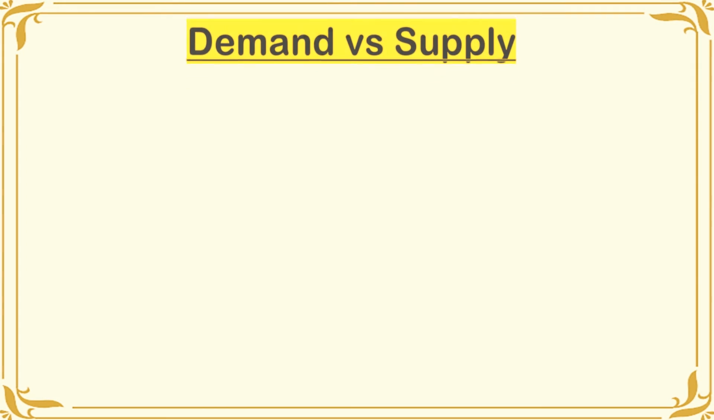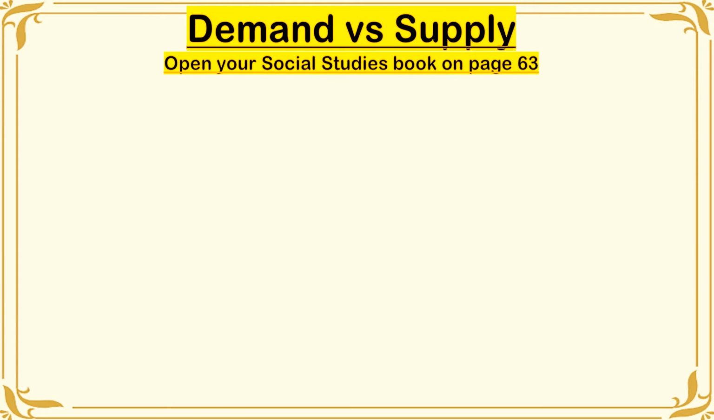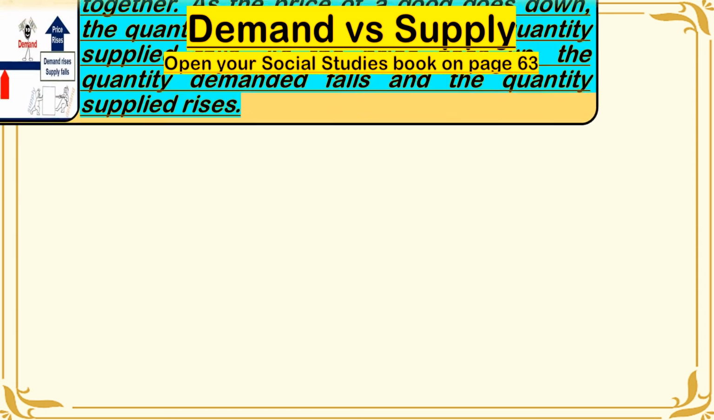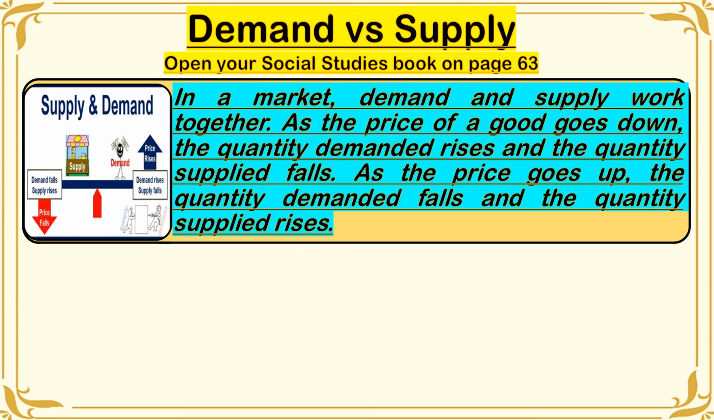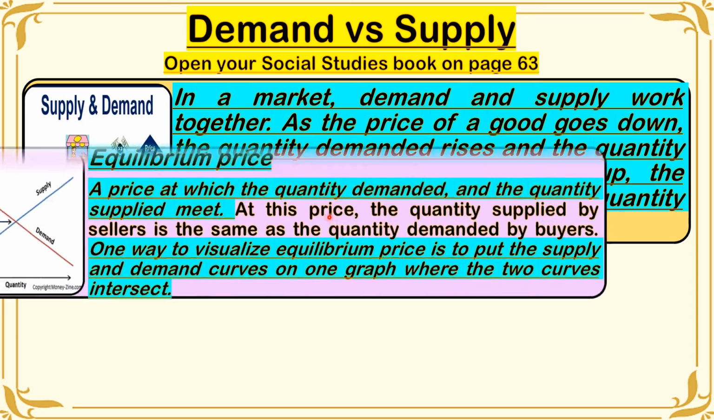Now, class, let us discuss demand versus supply. Please open your social studies book on page 63 and highlight the ones that you can see highlighted. In a market, demand and supply work together. As the price of a good goes down, the quantity demanded rises and the quantity supplied falls. As the price goes up, the quantity demanded falls and the quantity supplied rises. So there is always a connection between demand and supply.